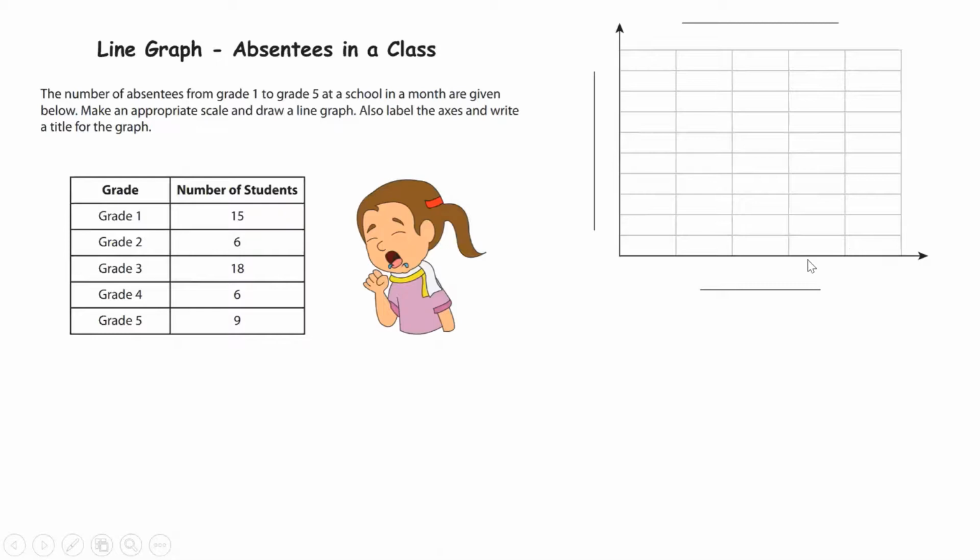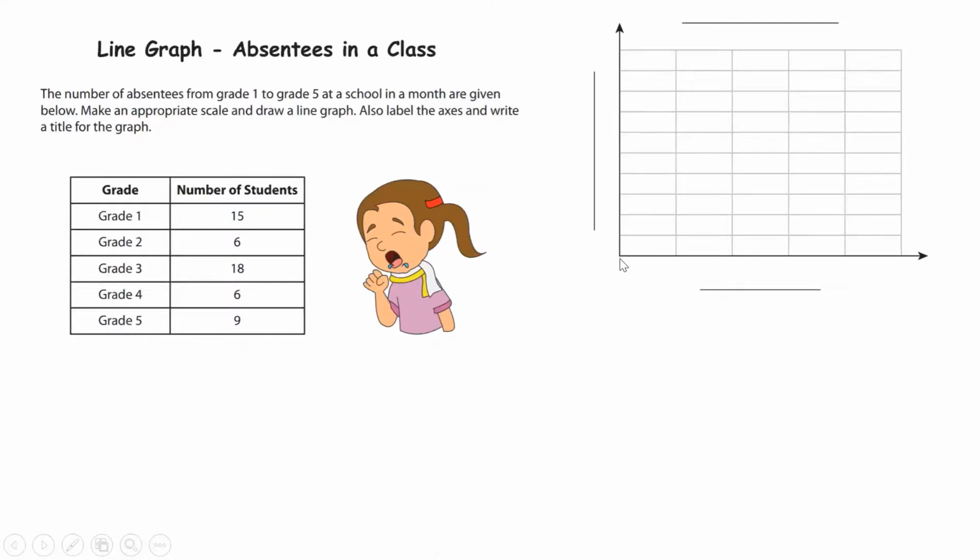and grade 5. What about the y-axis? How are you going to plot in the y-axis? If you look at these numbers, where do you find all these numbers? All these numbers come in the 3 table, right? 3, 6, 9, 12, 15, 18. So these numbers are present in the 3 table. So we will use 3 as the scale.